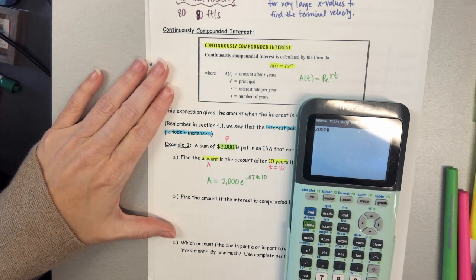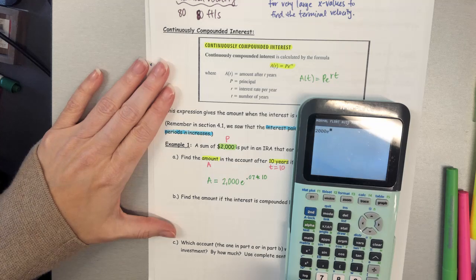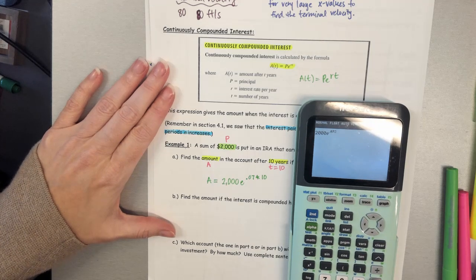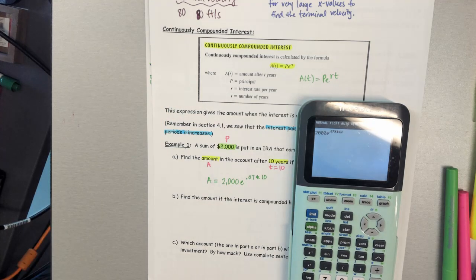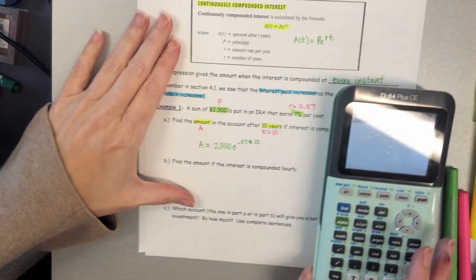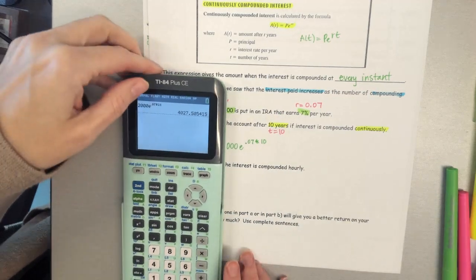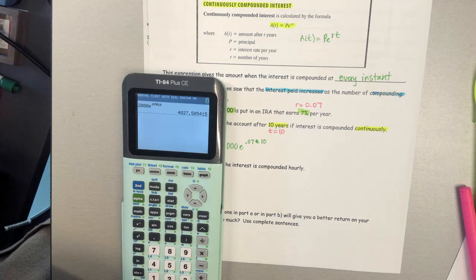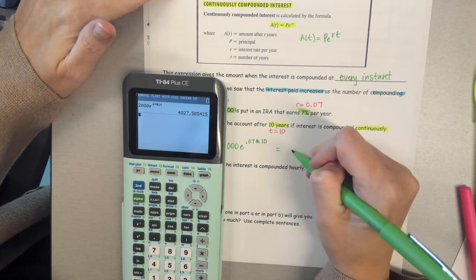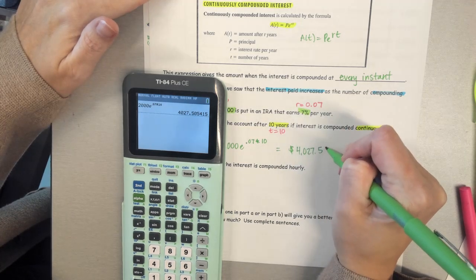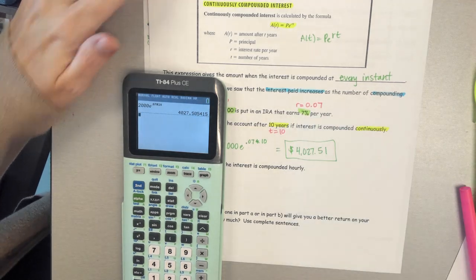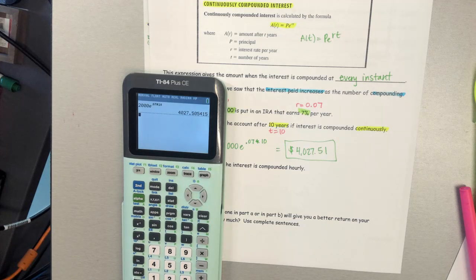So we're going to do 2,000 e to the power of 0.07 times 10. Then go ahead and round that to the nearest hundredth, because any kind of money, you're going to round to the nearest hundredth. Make sure you're getting the same values that I'm getting here. You should round it to 51 cents.